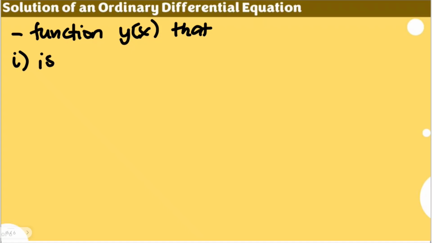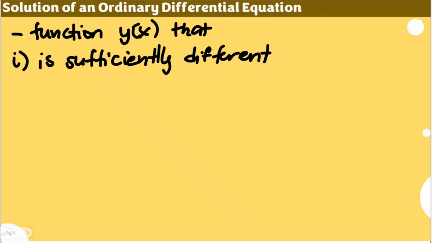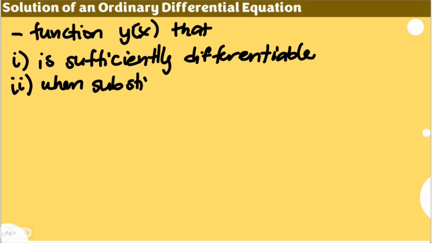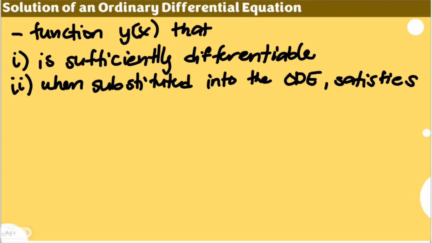Number one is that it is sufficiently differentiable. Okay? It should be a differentiable function, meaning the derivative is present. And the second one, which is actually the real meat of this video, is that when substituted into the ordinary differential equation, it satisfies it identically, meaning it preserves the equality of the given differential equation.